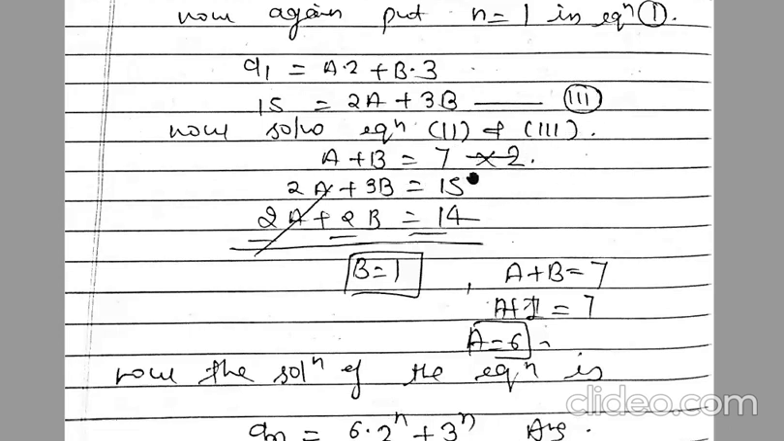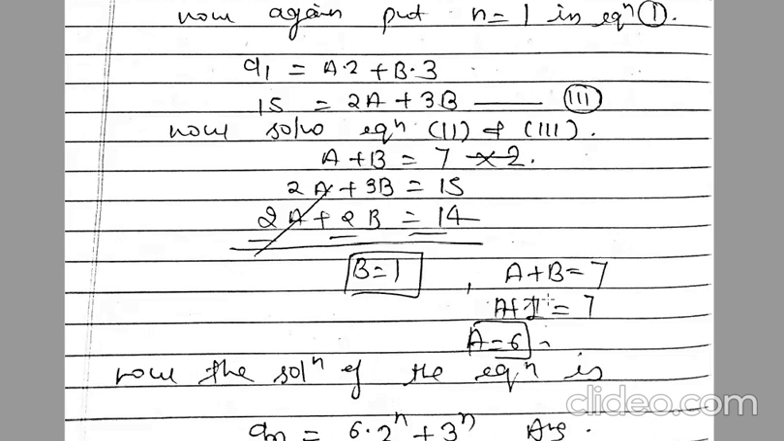So a plus b is equal to 7, 2a plus 3b is equal to 15. So just equalize the coefficient of a. We are multiplying equation second by 2, so twice a plus twice b is equal to 14. Then you will get 2a plus 2b is equal to 14. So 2a cancelled out. Now we have b is equal to 1, and then you can calculate a is equal to 6, right?